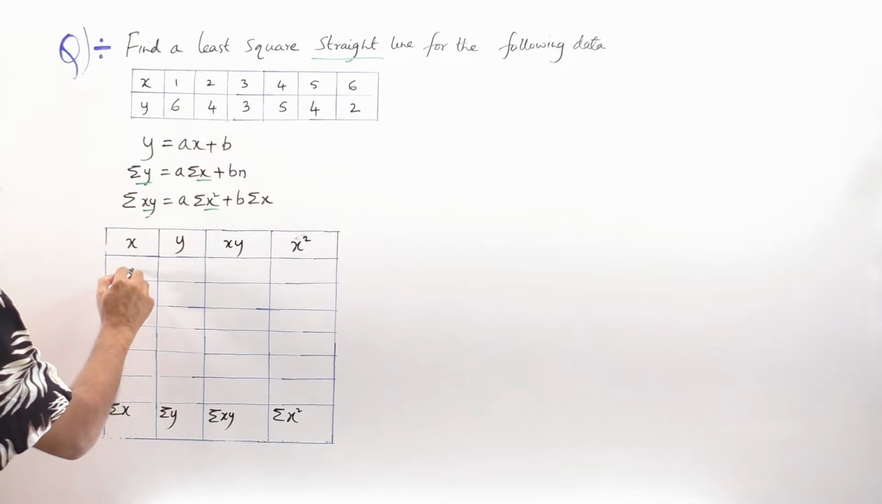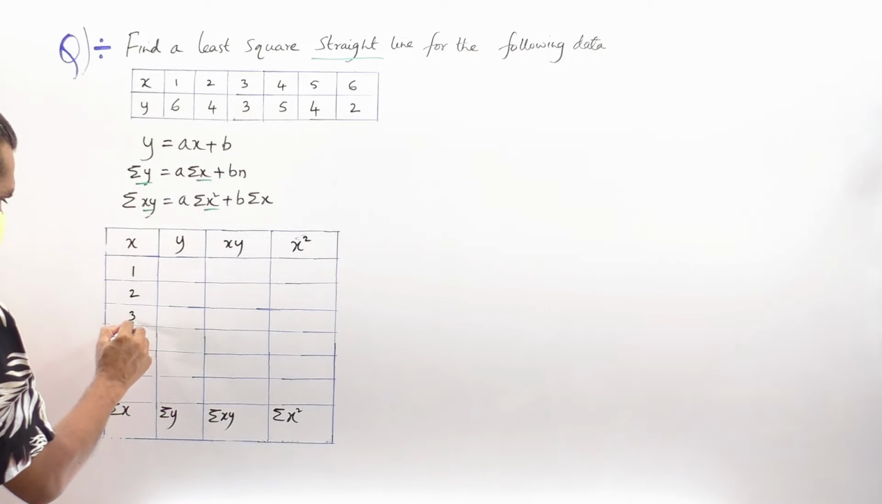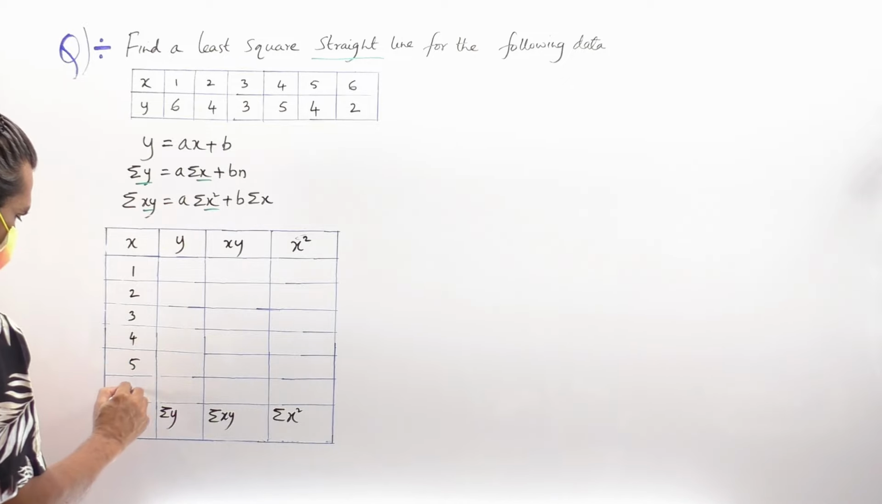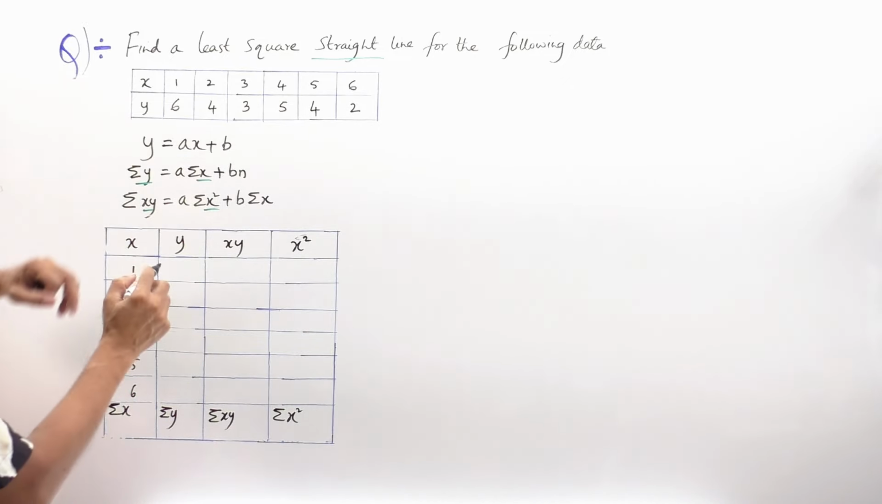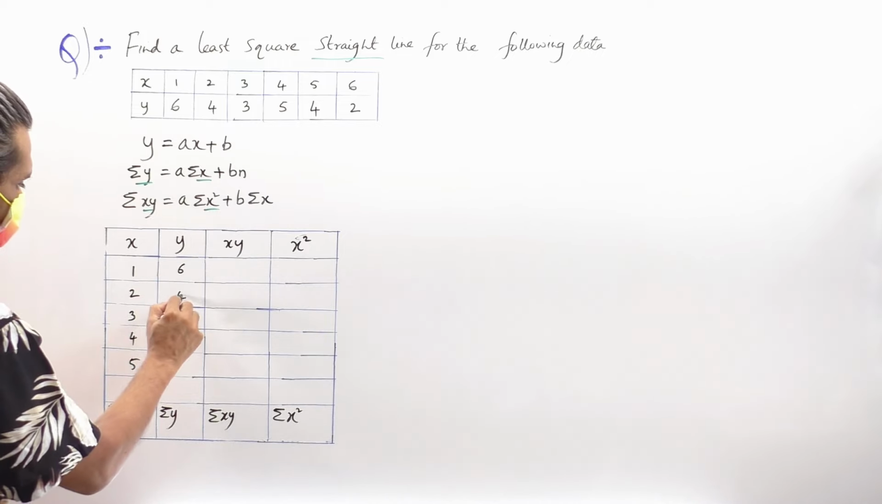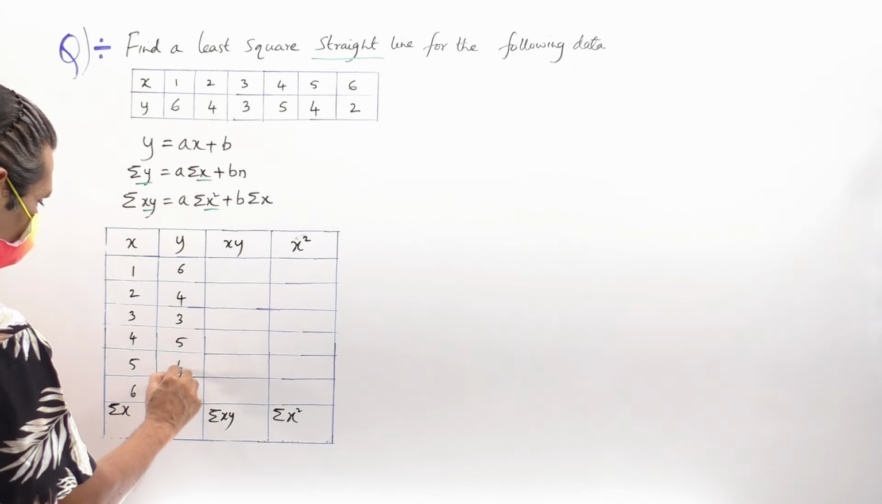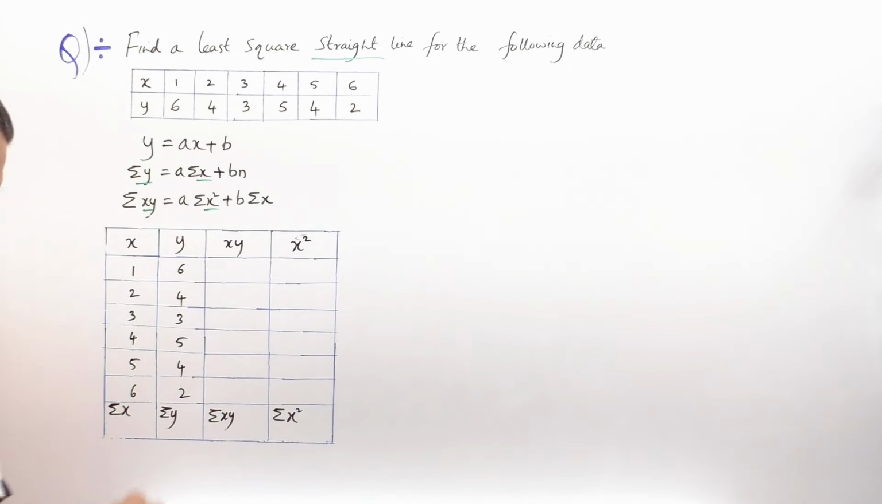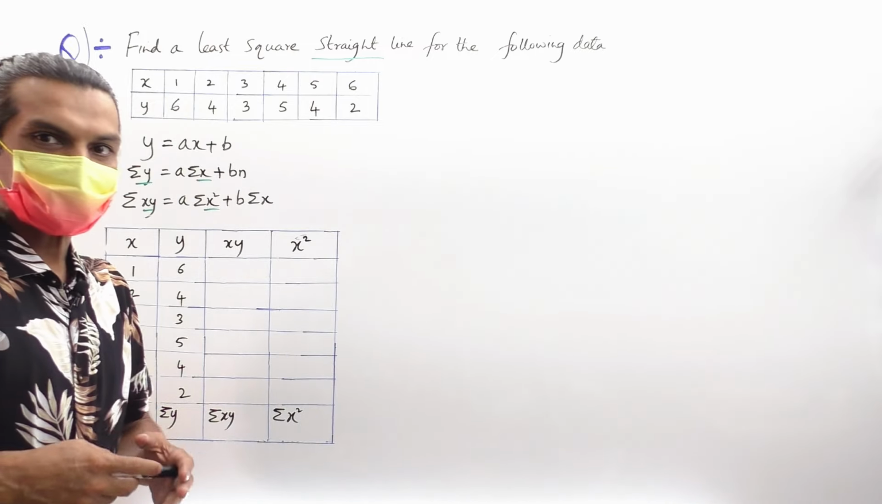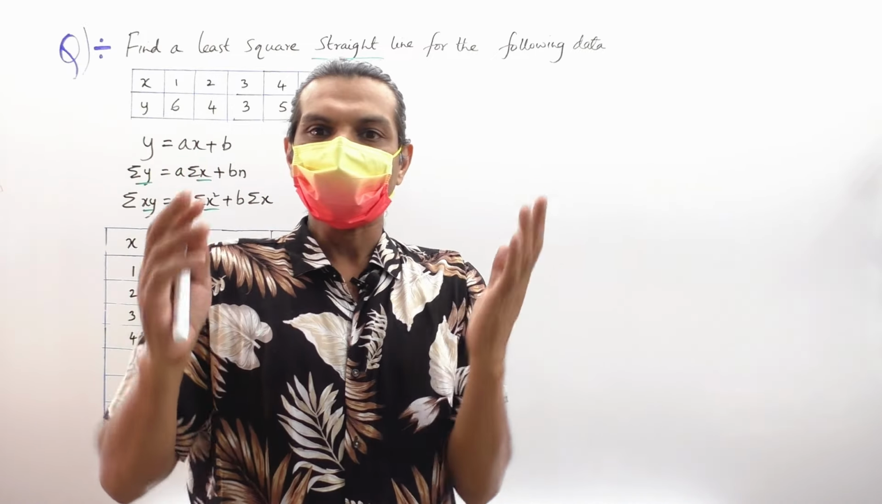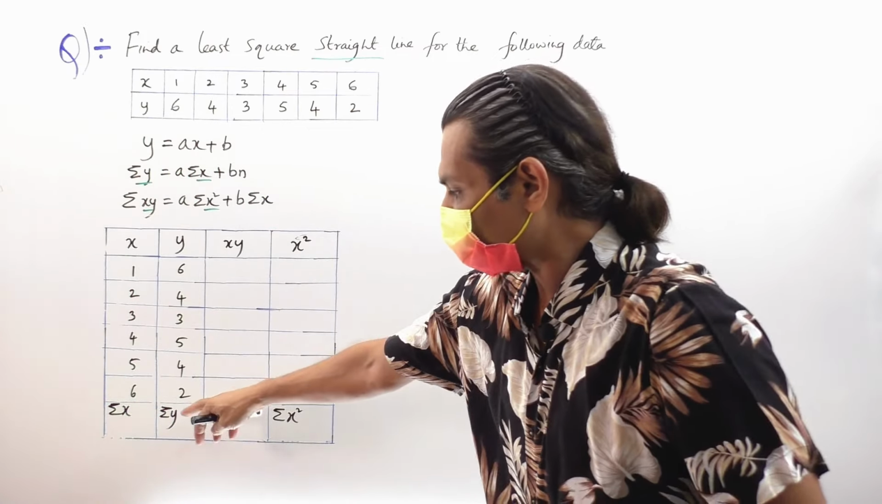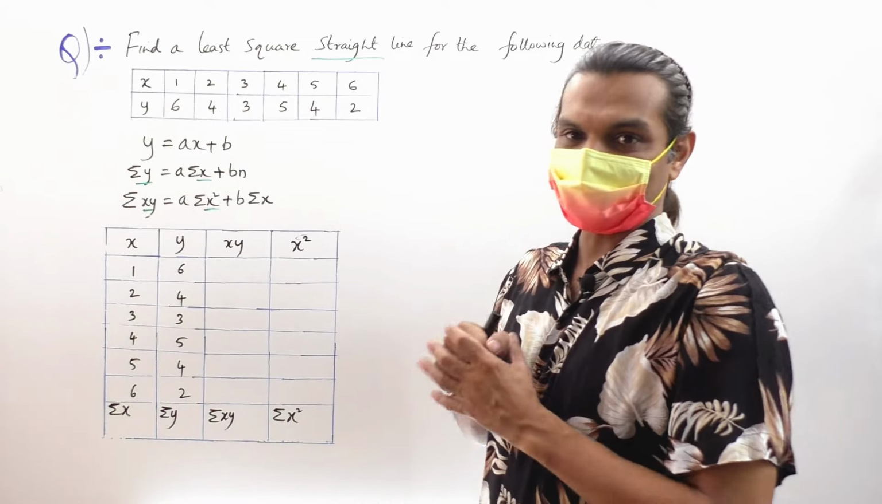So we have 1, 2, 3, 4, 5 and 6. Then the corresponding y values are 6, 4, 3, 5, 4 and 2. That's it. Now I am going to show the main part. We will be using calculators to find all these values.